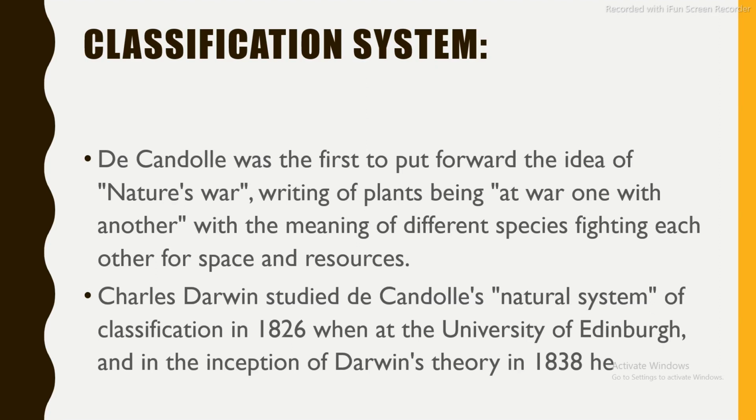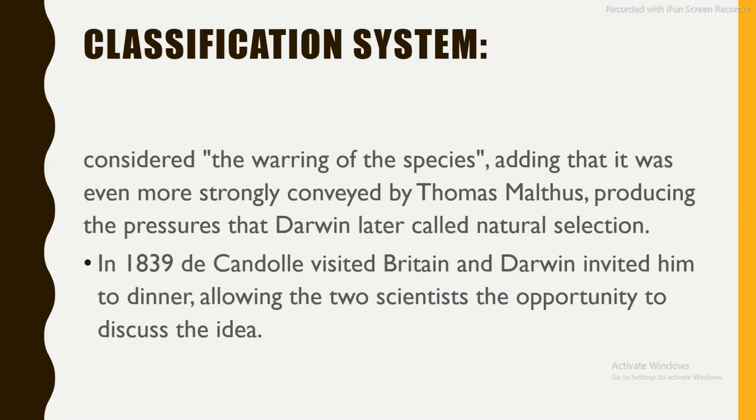Charles Darwin studied De Candolle's natural system of classification in 1826 when at the University of Edinburgh, and in the inception of Darwin's theory in 1838, he considered the warring of the species, adding that it was even more strongly conveyed by Thomas Malthus, producing the pressures that Darwin later called natural selection. In 1839, De Candolle visited Britain and Darwin invited him to dinner, allowing the two scientists the opportunity to discuss the idea.